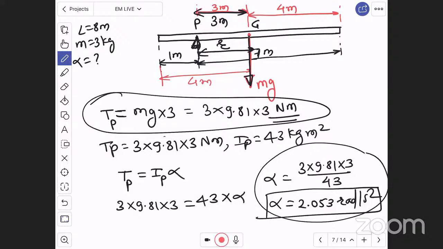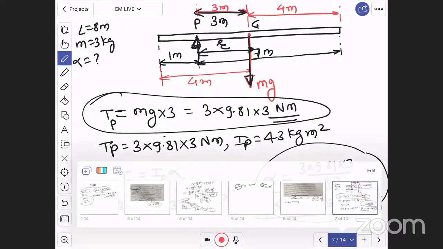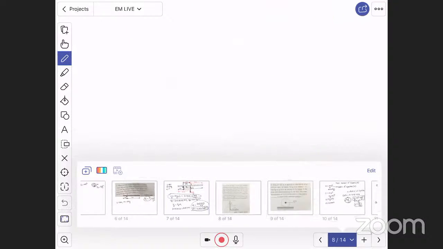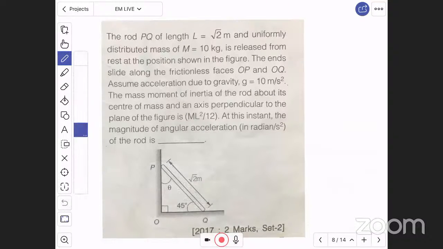Check this answer. If there is any doubt, let me know. If no doubt, let us jump on to the next question. If there is no doubt in your mind, then we move on to the next question. If any doubt, let me know. Okay. I think no doubt. So let us jump on to the next question. Let us increase the difficulty level.